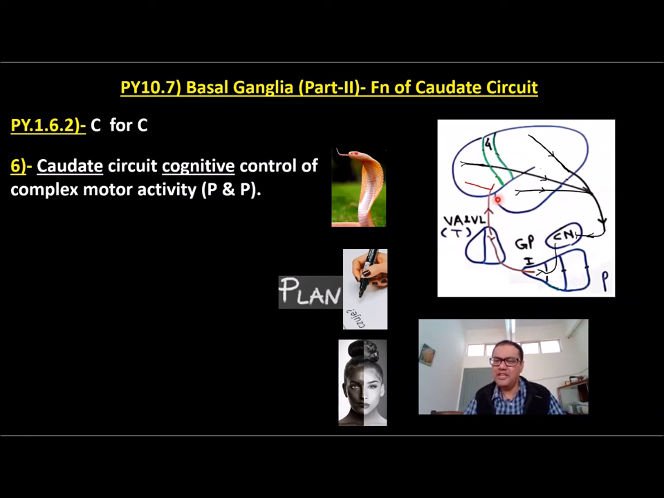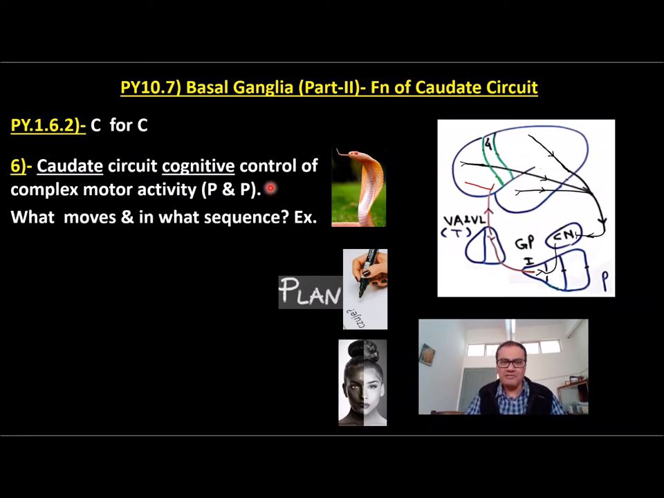This circuit especially involves inputs as well as outputs from these association areas, which are areas for higher function or areas for planning and programming. Especially if the person comes across a difficult and new situation, what motor activities or movements should be planned and in what sequence. For example, if a dangerous animal or a snake comes in front of a person, he may decide to turn away and run. So these two activities are decided and the sequence is first turning away, then running. So this all is decided by caudate circuit.